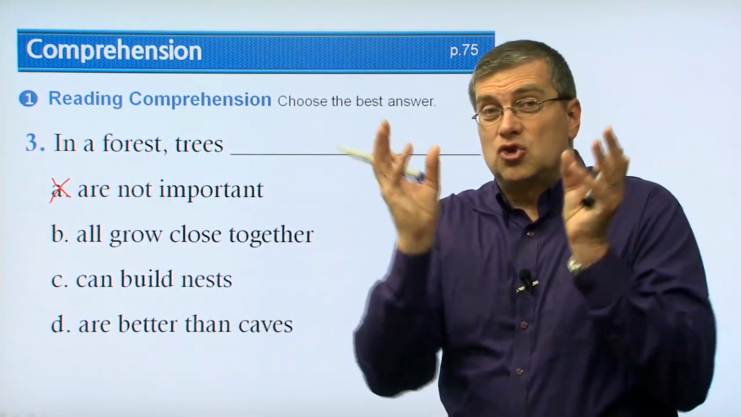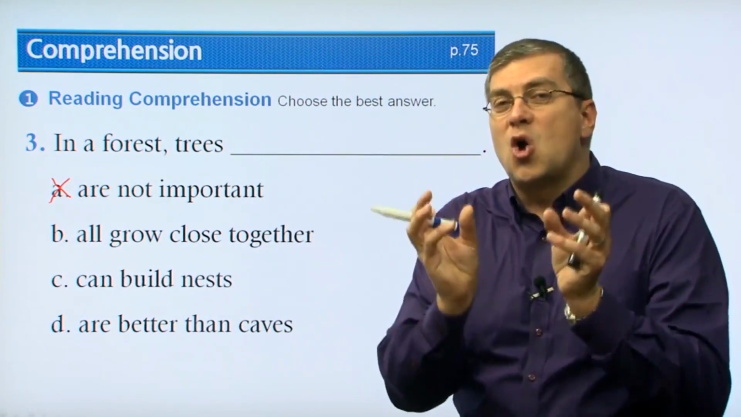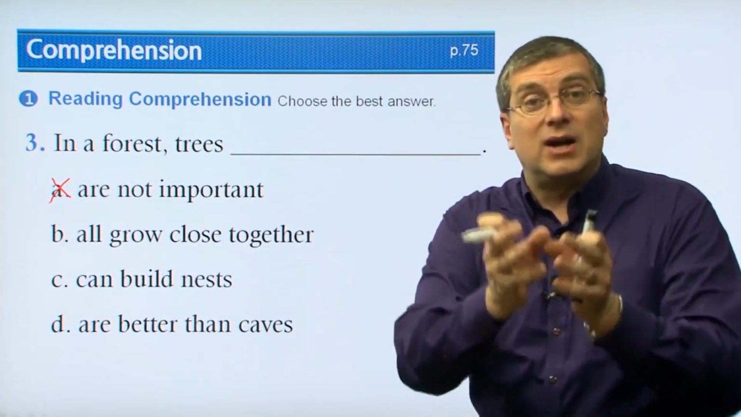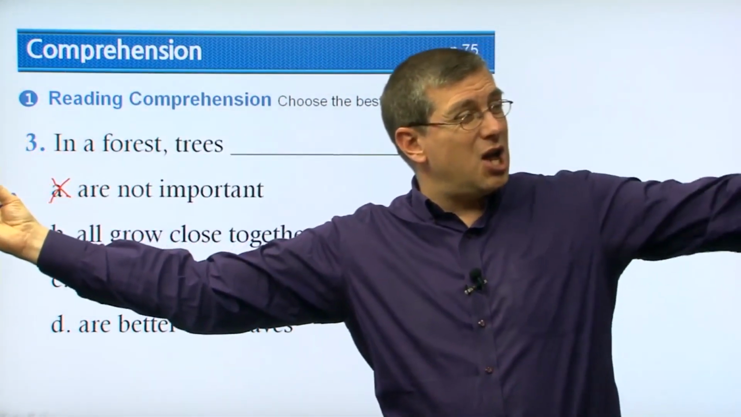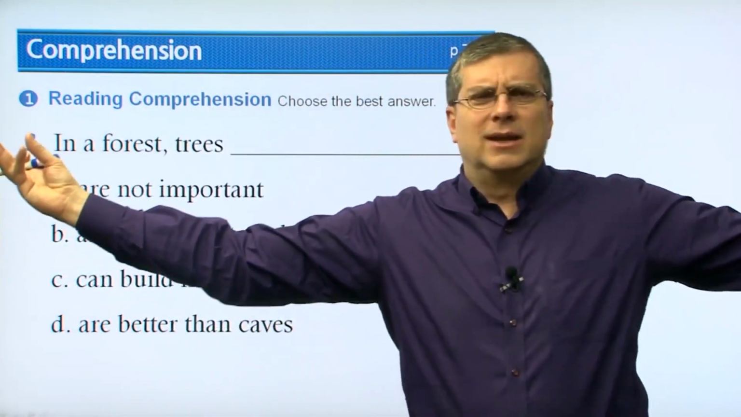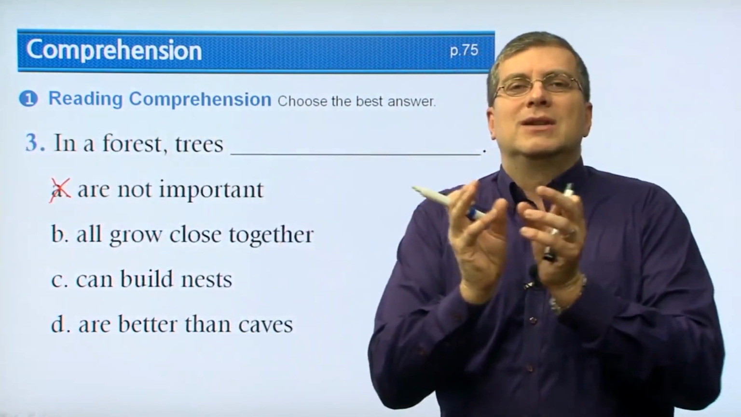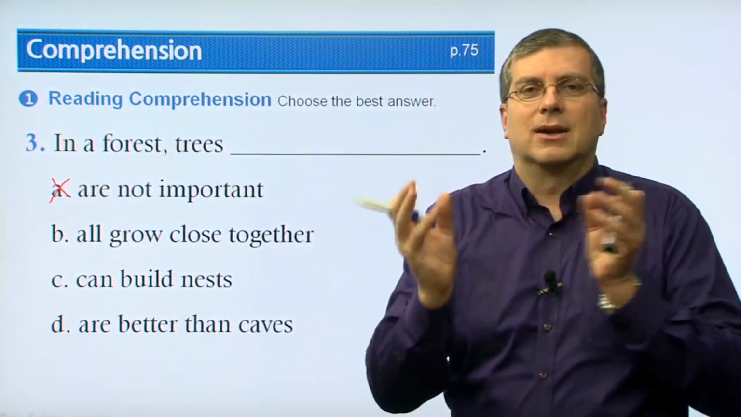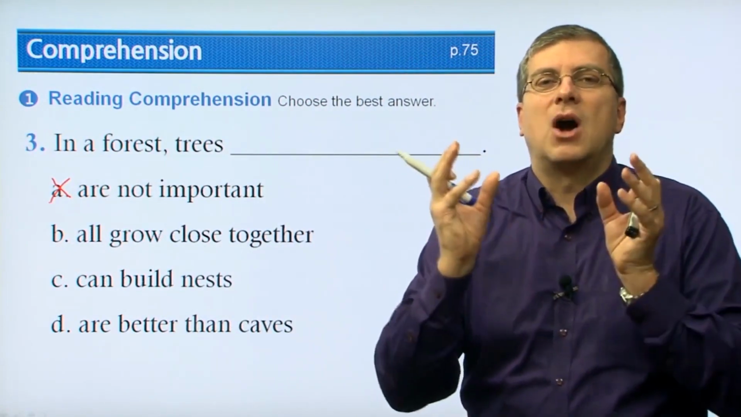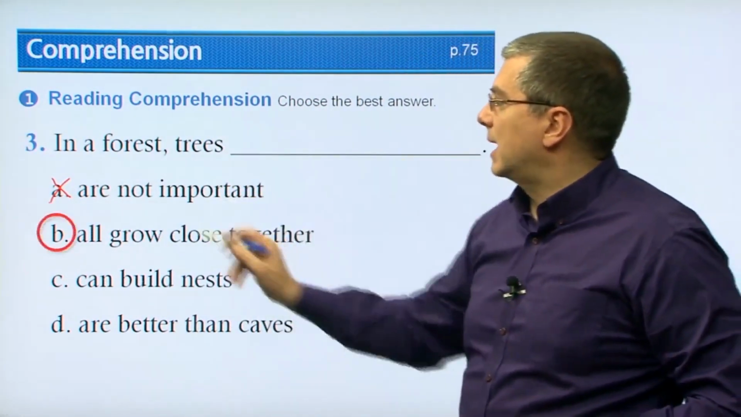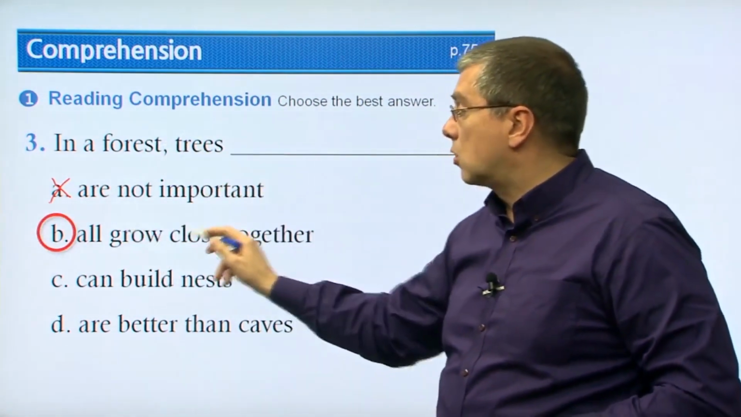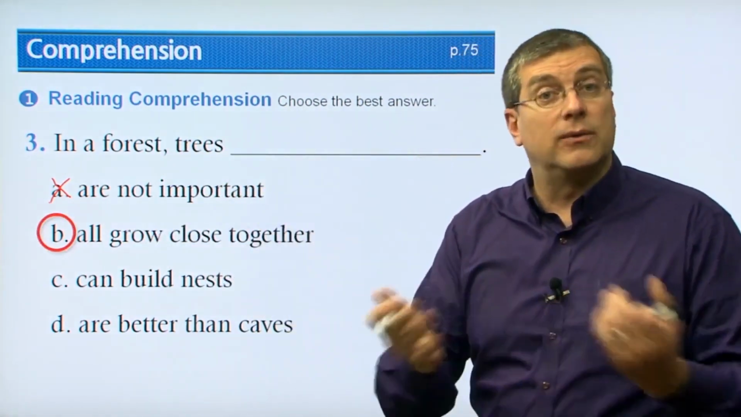B, trees all grow close together. In a forest, trees grow close together. We talked about that, right? If there's a tree over here and another tree over there, right? That's not a forest. Many trees are together, right? They're close together, all right? Many trees are close together. That's what we are looking for. So B is the right answer. In a forest, trees all grow close together. That's what a forest is.